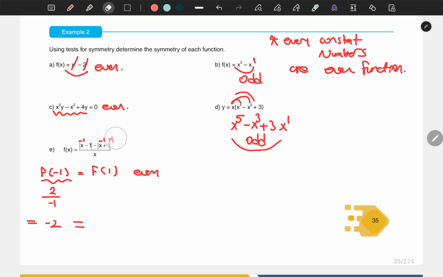Equal. Now, let me check the +1. If I replace here +1, 1 minus 1, 0. Okay, 1 plus 1, 2. But we have a 2 in front, and in front we have a negative, isn't it? It will be -2 over 1. As a result, -2. Guys, -2, -2, are they same? Yes, it means that this is even function. Okay?